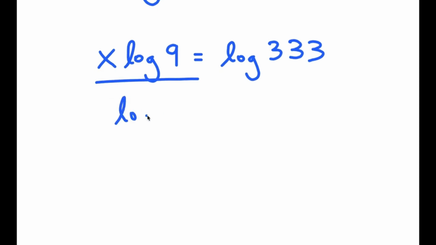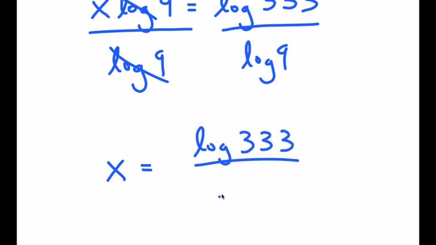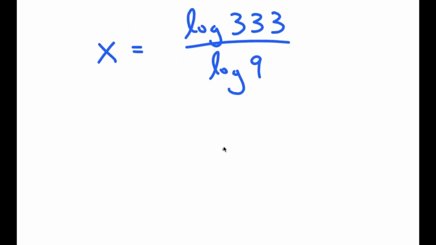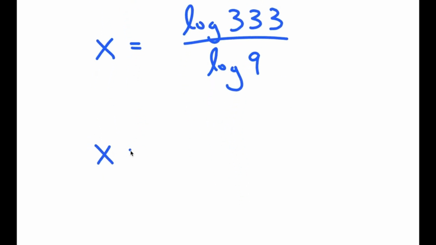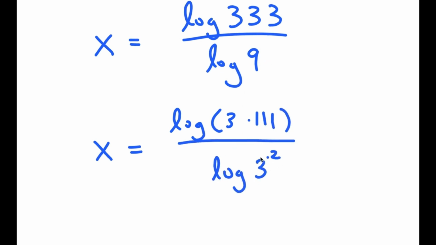From here, I'm going to divide both sides by log 9 because we obviously want to isolate x. So these two cancel out, and I get x is equal to log of 333 over log 9. Now, I can rewrite log of 333 as log of 3 times 111. And I can rewrite log of 9 as log of 3 squared.